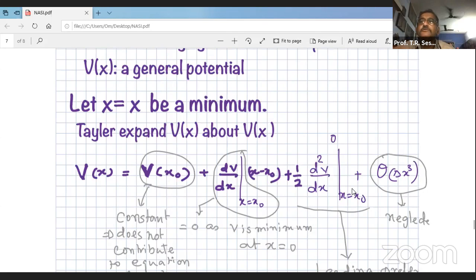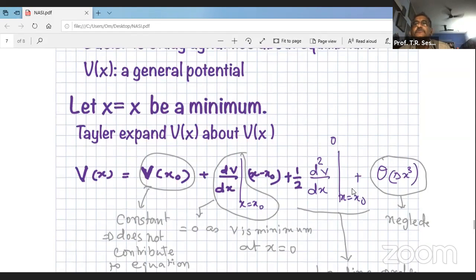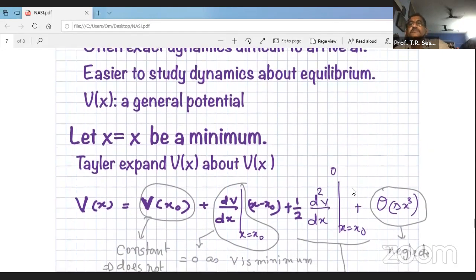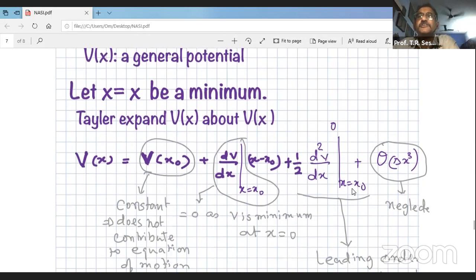Oh, somehow all those things have gone. It's funny. Okay, so just go up. So V(x) is the general potential. Now I had wanted to write x equal to x0. I don't know how it disappeared. Here also it disappeared. Okay, x equal to x0 is a minimum.